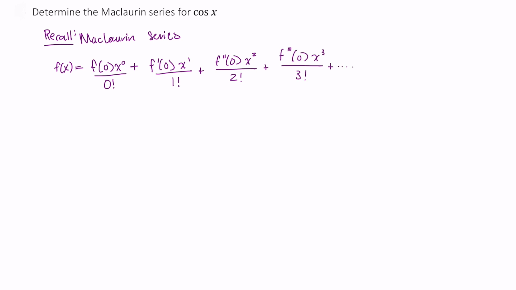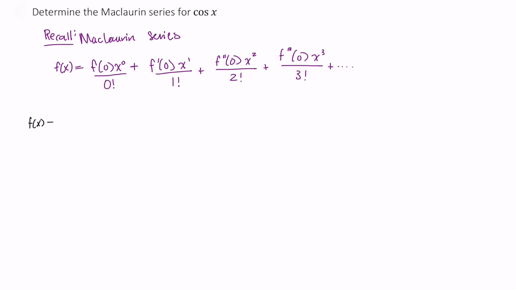So I think you can see the pattern. 0, x to the 0 power divided by 0 factorial, x to the 1 power divided by 1 factorial, x squared divided by 2 factorial, and so on. This exponent matches what derivative we're in, so this is the first derivative, second derivative, third derivative, and so on. So with that, let's begin on the Maclaurin series for cosine.